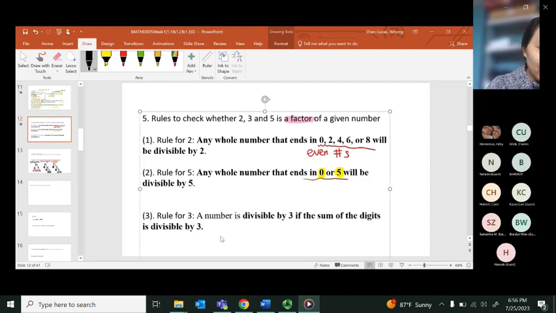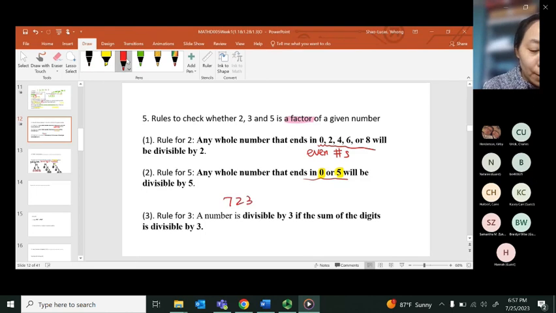So for example, let me give you a big number, say 723,111. So it's a big number, and I want to know quickly whether 3 goes in there. So the way you do it is you take the sum of all the digits, which means you add all the digits. So you're going to add 7 plus 2 plus 3 plus 1 plus 1 plus 1.